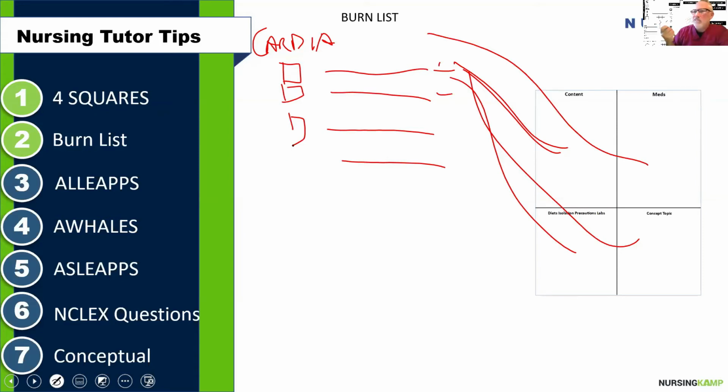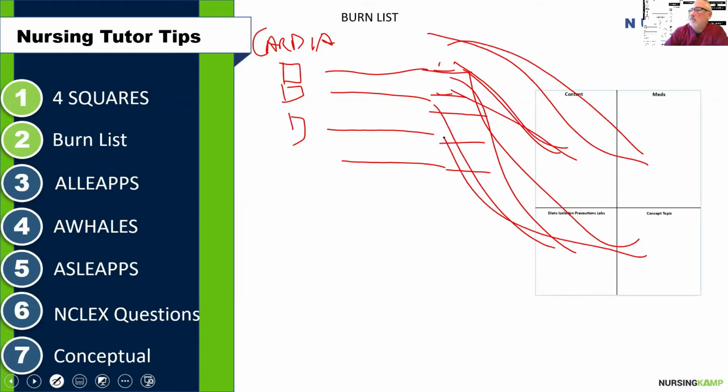You can get these little books anywhere, and it doesn't matter how big it is. It should be small though, something you can put into your clinical pocket, your lab coat, or your scrub top. The reason is that when you're in clinical, you can pull up this brain book and start to work on this content, massage this content, and learn it. Okay, that's one way that you use this burn list. You take the content from these 4 squares and you put it into this burn list.